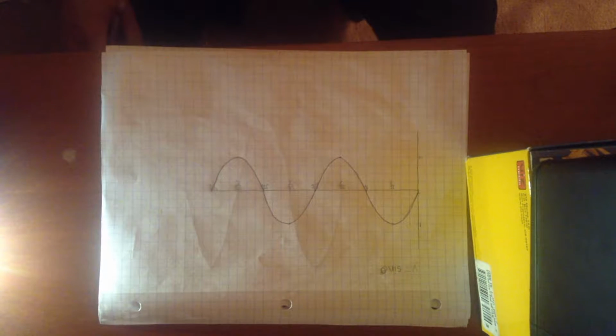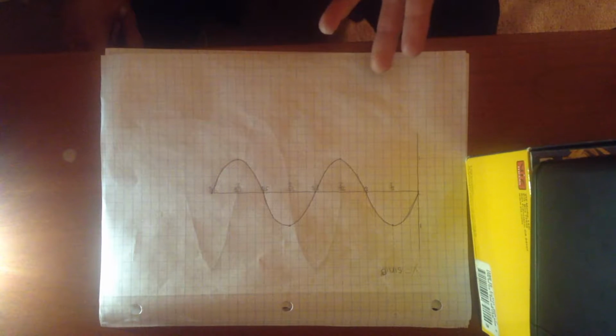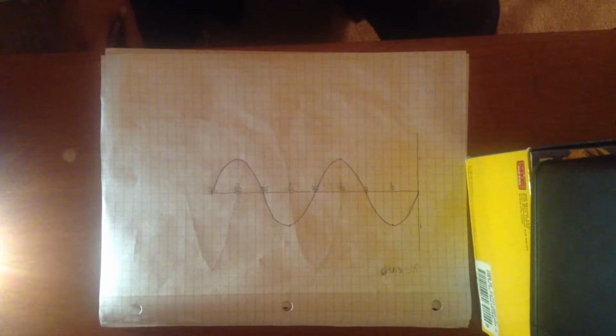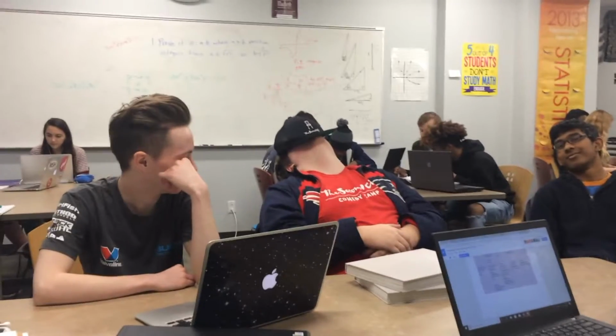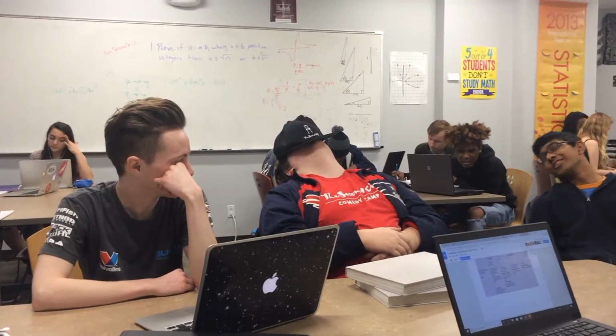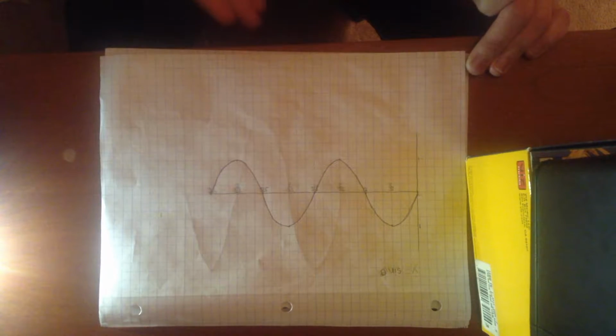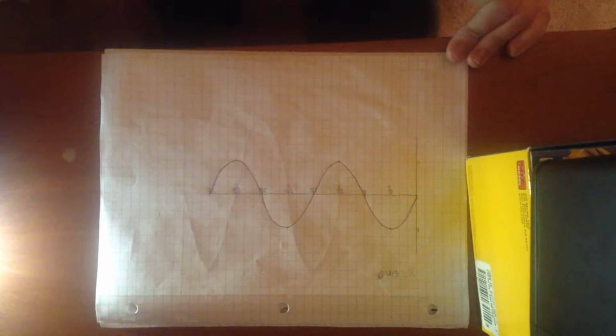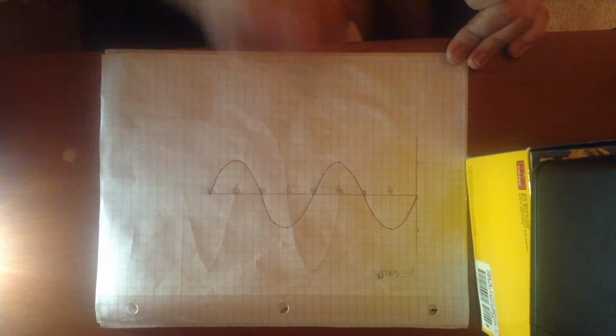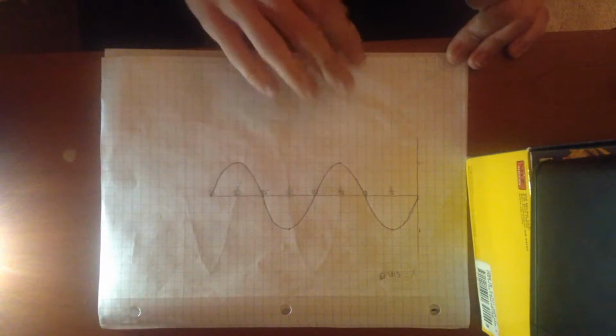So let's just start off with the regular y equals sine of theta. You guys should know how this graph is supposed to look based on the unit circle. You guys remember the unit circle, right? It has a period of 2 pi and it has an amplitude of 1 and it starts off on 0, 0. Simple.